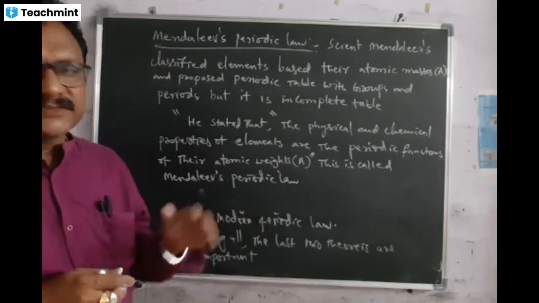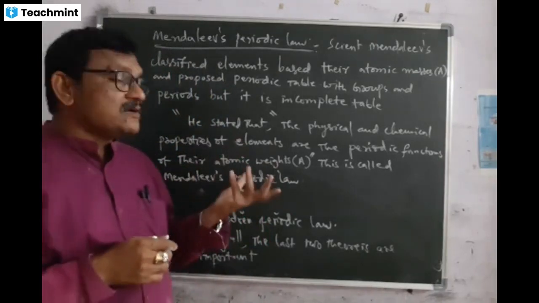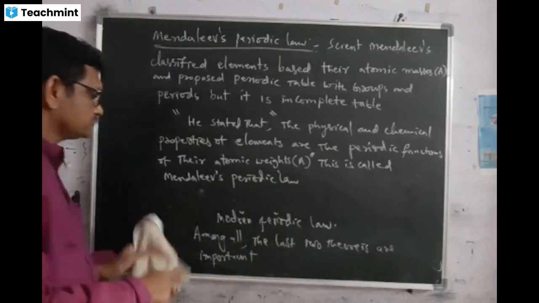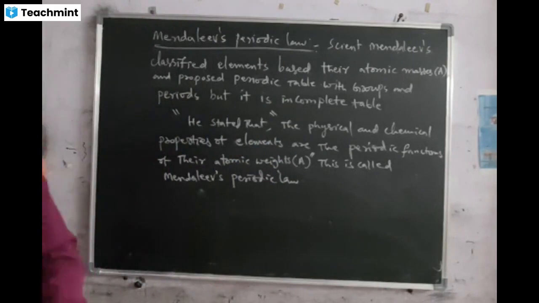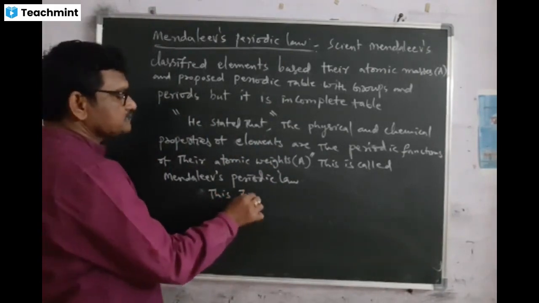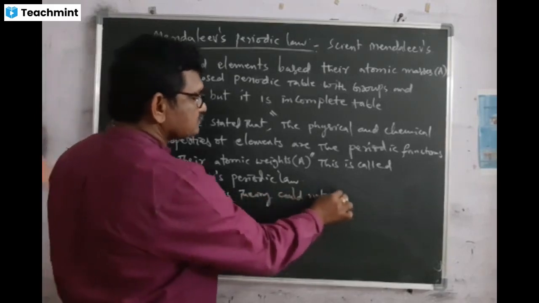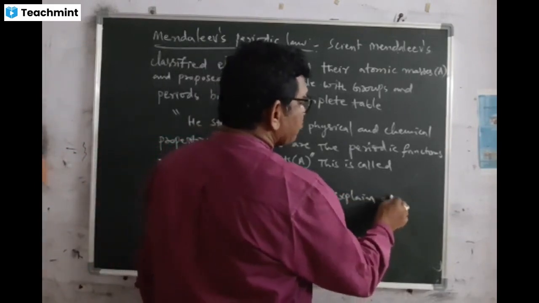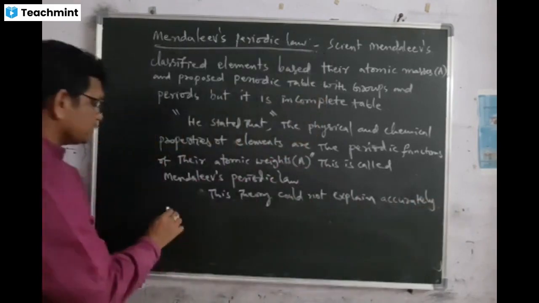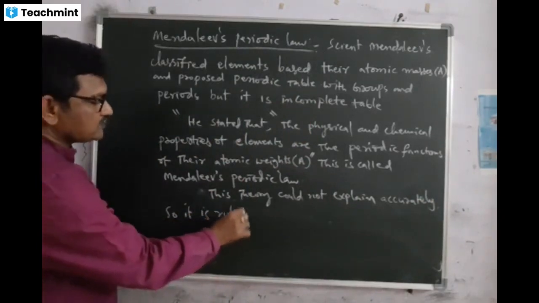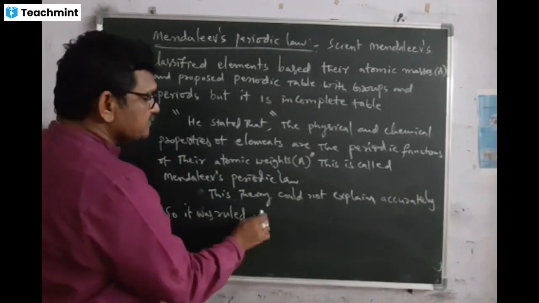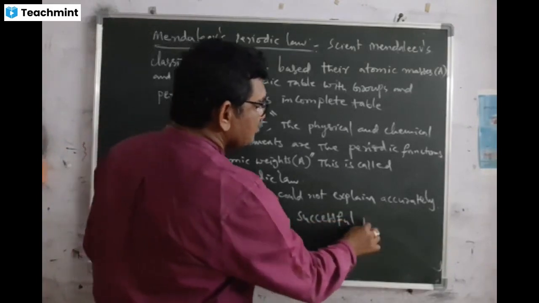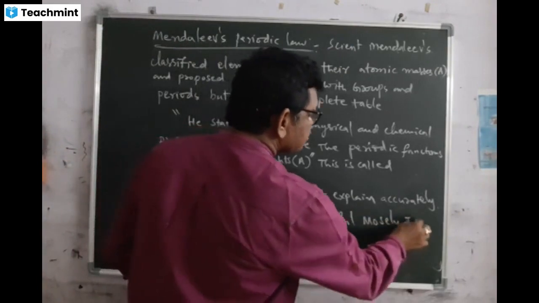But actually this is not correct. So in later days this theory was ruled out, and a more advanced, successful theory came into force. This theory could not explain accurately, so it was ruled out by the successful Mosley theory.